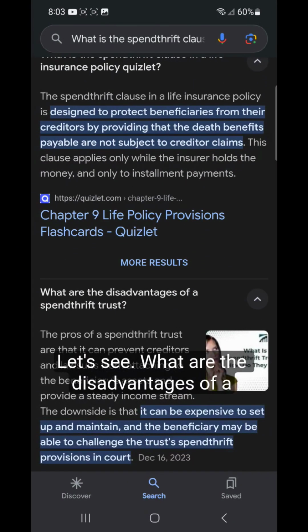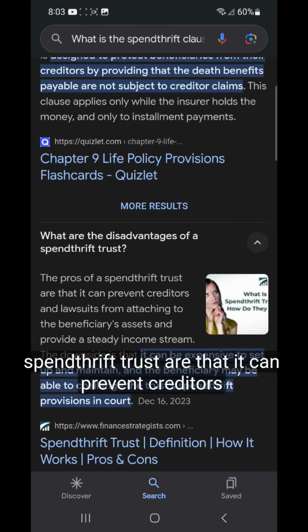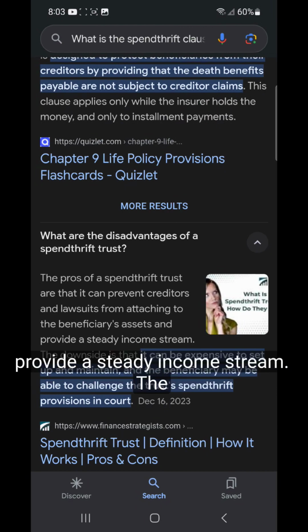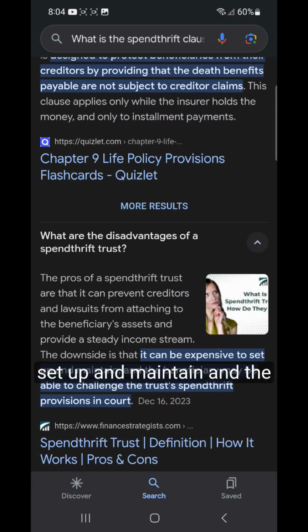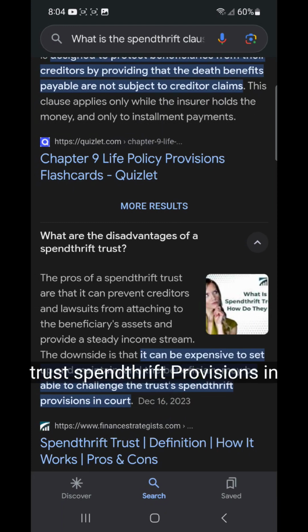Let's see, what are the disadvantages of a spendthrift trust? So the pros of a spendthrift trust are that it can prevent creditors and lawsuits from attaching to the beneficiary's assets and provide a steady income stream. The downside is that it can be expensive to set up and maintain, and the beneficiary may be able to challenge the trust's spendthrift provisions in court.